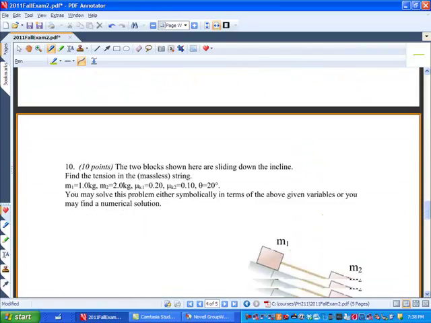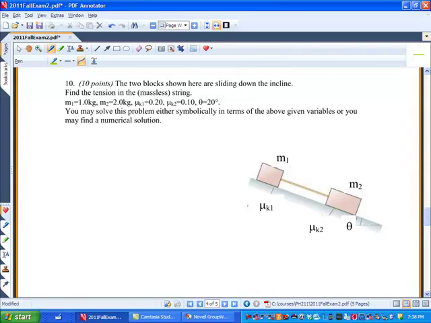Okay, let's try number 10. Here we have 2 blocks sliding down an incline. Our goal is to find the tension in the rope. Let's go ahead and give it a try. First thing we always do whenever we solve a problem is we draw a picture. There is a picture here. Let's make use of it by drawing some forces on it.